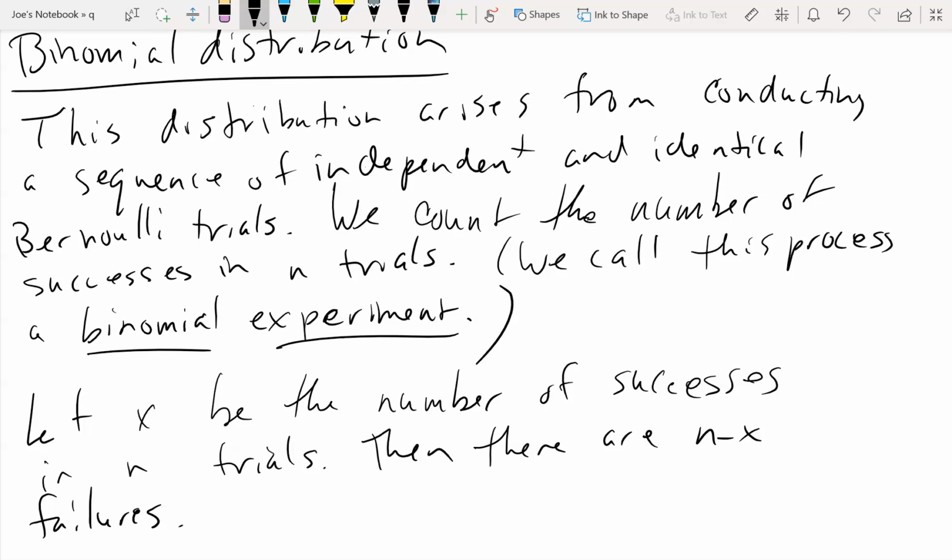And this is the whole being a Bernoulli trial, right? If I didn't succeed, I failed. There's no good try. If I didn't succeed, I failed. So if x of the time I succeeded, the other n minus x of the time I failed. Make sense?